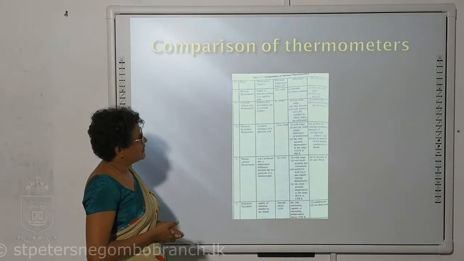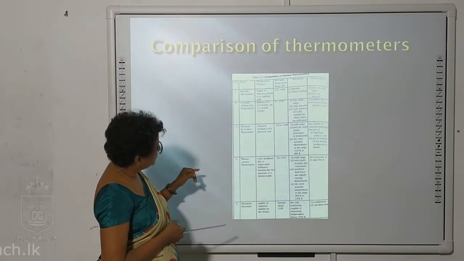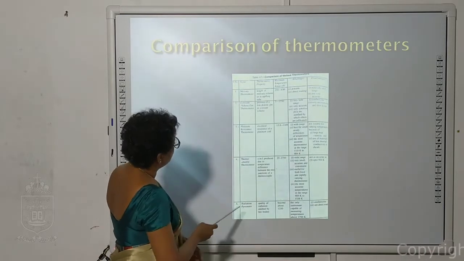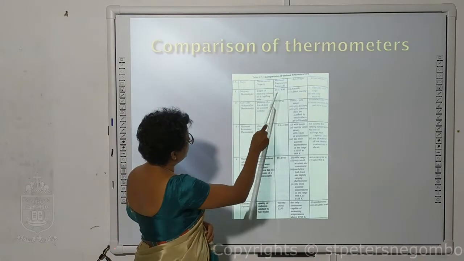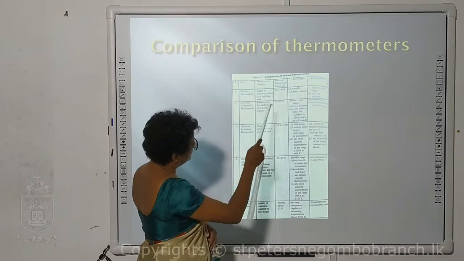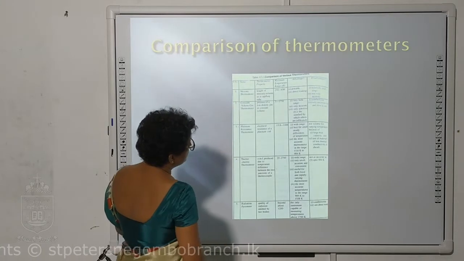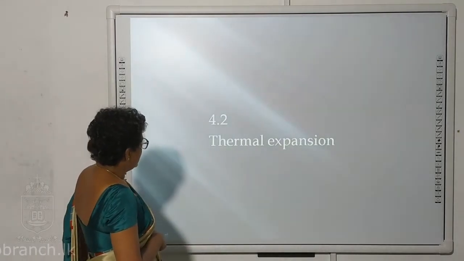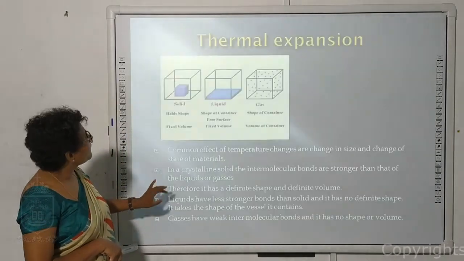Here, this is a picture I have taken from the objective physics book. You have 1, 2, 3, 4, 5 types of thermometers. Here is the name of the thermometer, the thermometric properties used here, the range of the thermometer, and the advantages and disadvantages. Right? Then 4.2, thermal expansion.